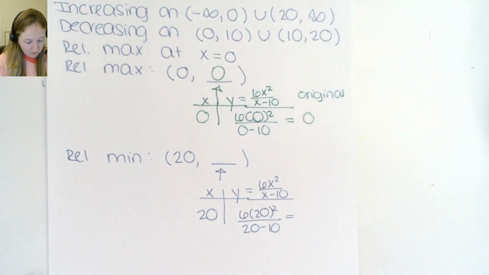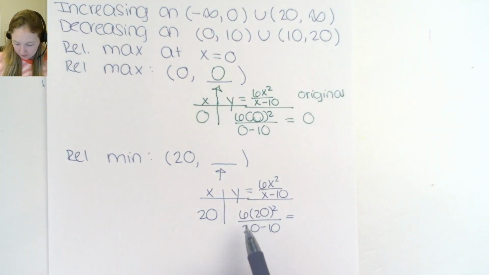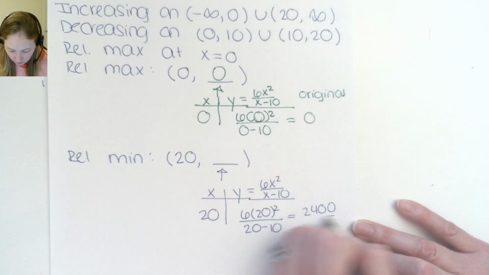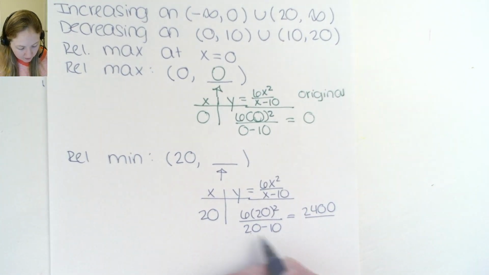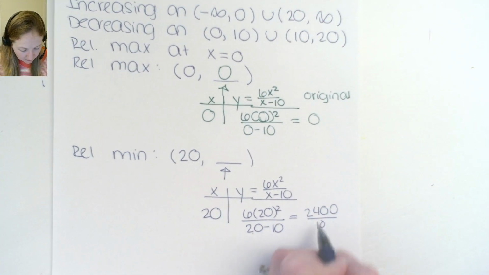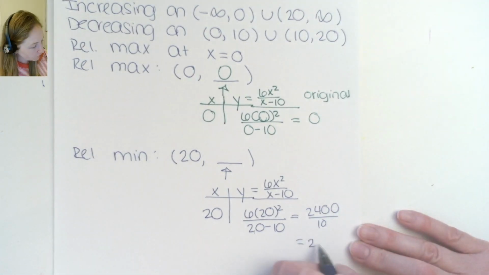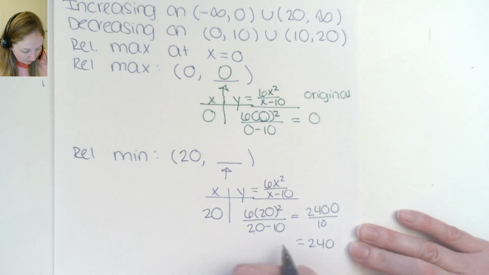Okay, so that is going to give you 6 times 20 squared, which is 2,400, and then over the 20 minus 10 would give you a 10, and so then that is going to give us simply 240 as our relative min.